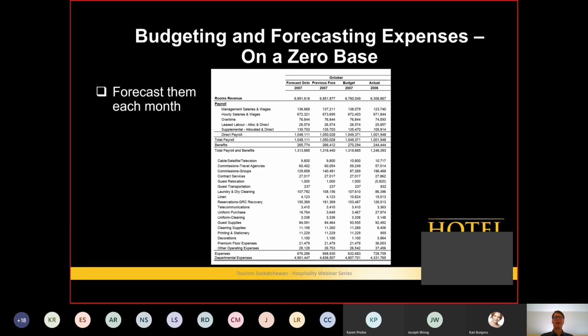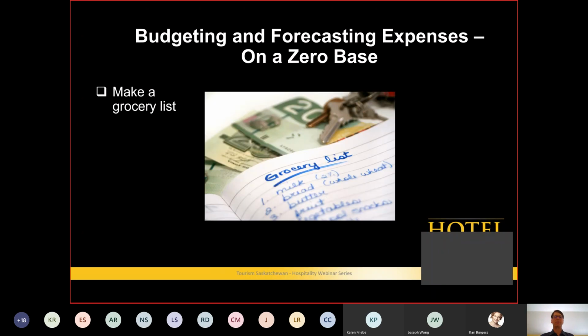But we want to be able to forecast them in detail, because it's not enough to be able to say that my guest supplies are going to be $84,000 this month. That's not a very useful number. What I want to be able to do is make a list of what my expenses are inside of each and every account.